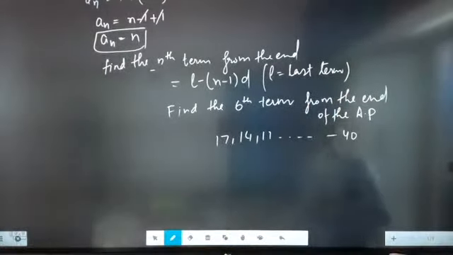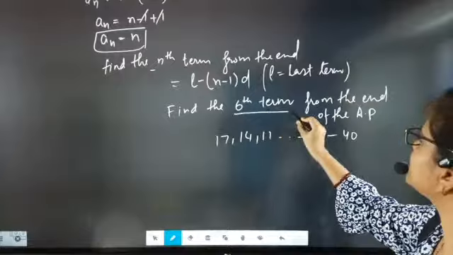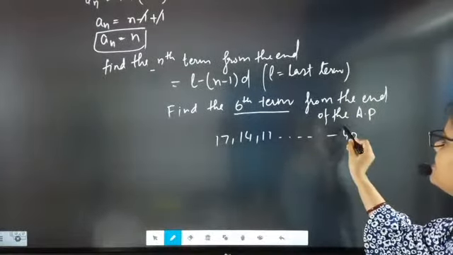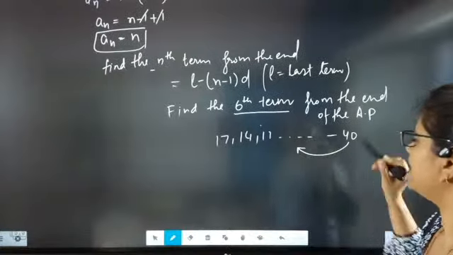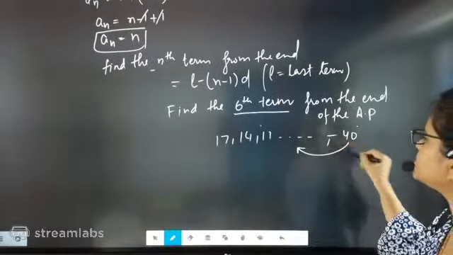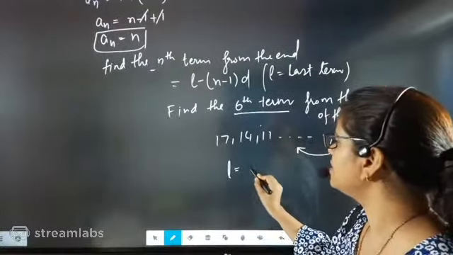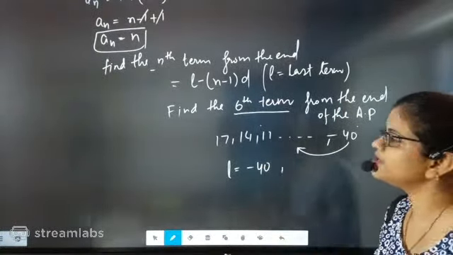From the end here means this is the sequence and they are telling us to find the sixth term from the end. That means this time we don't have to go from here, we have to go from this side. And when we are going from this side, this minus 40 will become our last term. So the last term is minus 40.